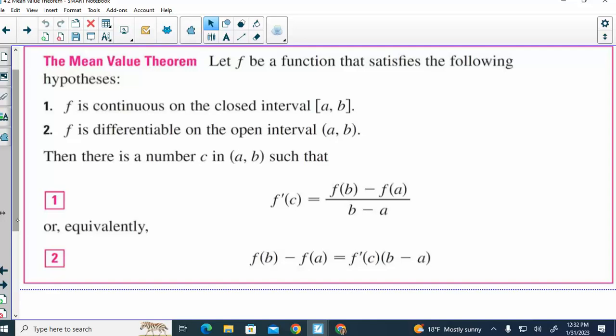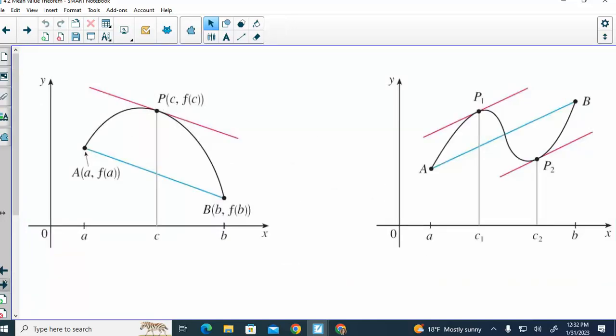Okay? Think about what this is saying. The mean value theorem allows for these endpoints to be different. And if you found the slope between them, somewhere the derivative has to equal that slope. Or if you drew a line connecting the two endpoints, somewhere there would have to be a tangent line with the same slope.